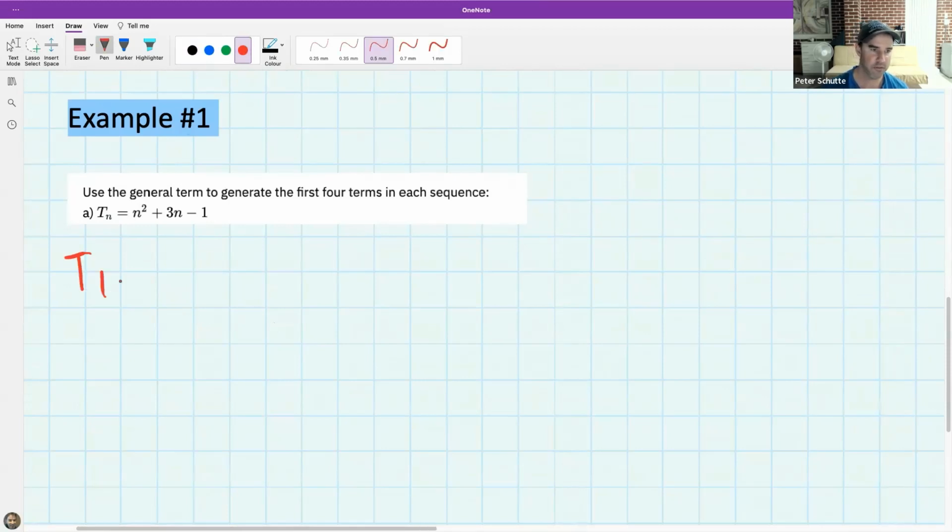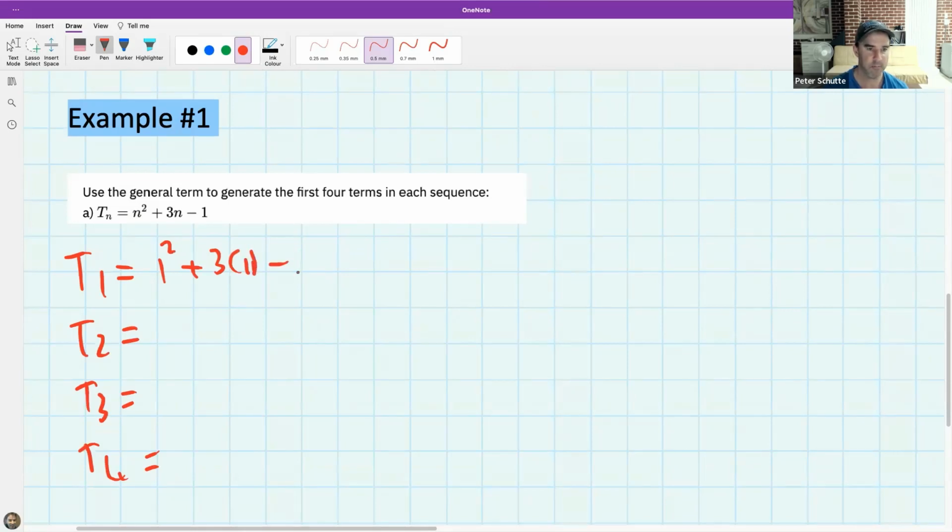So what do I do? If I want the first 4 terms, all I'm going to do is use this formula to help me. So T1 is just going to be 1 squared plus 3 times 1 minus 1, which is 1 plus 3 gives me 4 minus 1 is 3. So guys, what I'm doing is an example for you, and then you are going to do one like this after I've done an example. But just for now, put your pens down and watch what I'm doing.